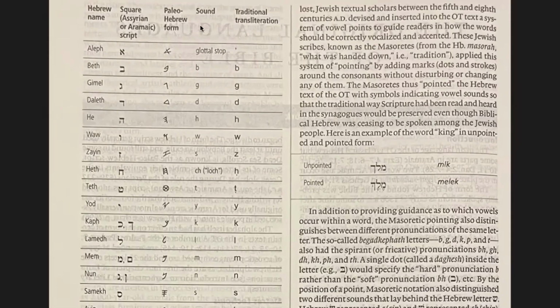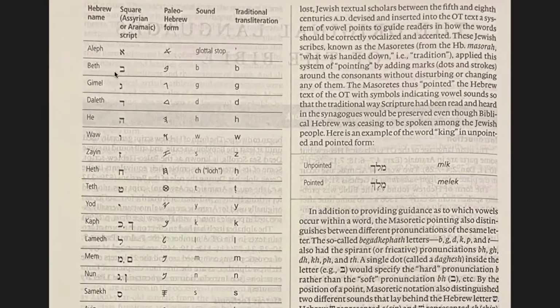And then the next column has sound. So I guess it's what it would sound like to us. A glottal stop is what it says. I don't know what that means. Traditional transliteration, it has here an apostrophe. What is a glottal stop? I don't know what that is.